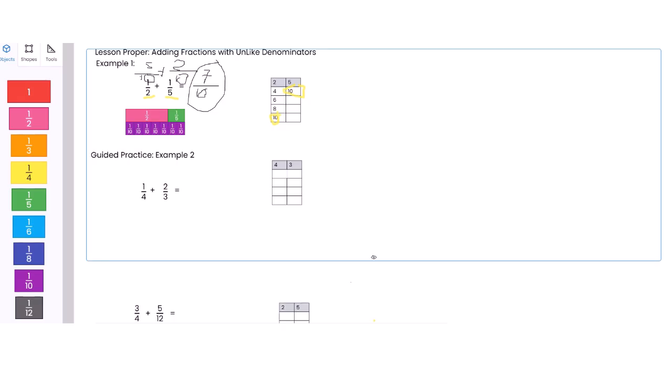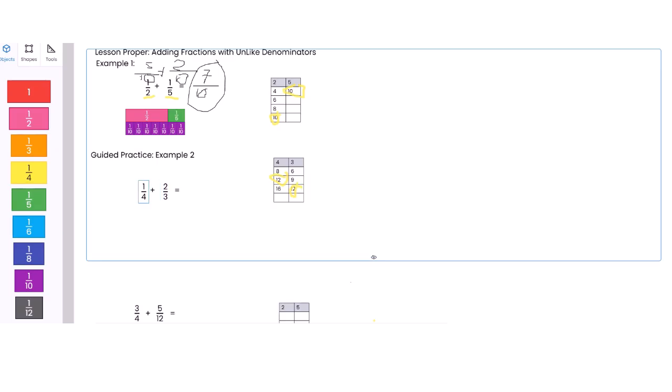What are the multiples of 4? We have 4, 8, 12, and 16 and so on. How about 3? We have 3, 6, 9, and we have 12. So you see now here that we already come up with a common multiple, which is 12. So therefore, let's go get our 1/12 strips.